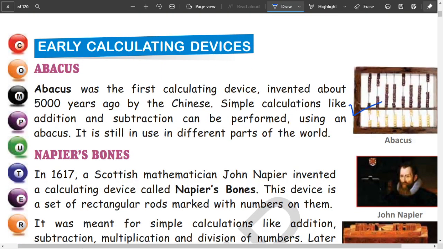This was abacus. So abacus was the first calculating device invented about 5000 years ago by Chinese. Simple calculations like addition and subtraction can be performed using an abacus. It is still used in different parts of the world. So what is abacus? Abacus was a counting device. As you can see here, some kind of these dots, and we use these dots to count, to add, to multiply, and to subtract also. Okay.